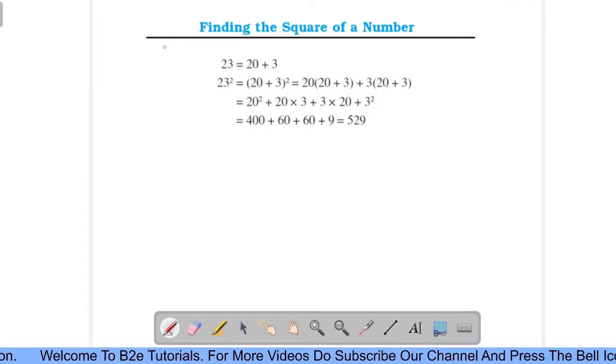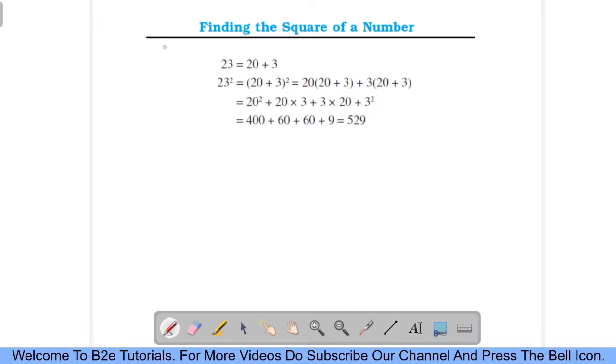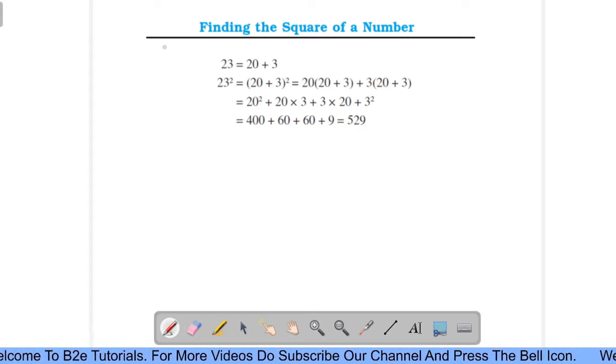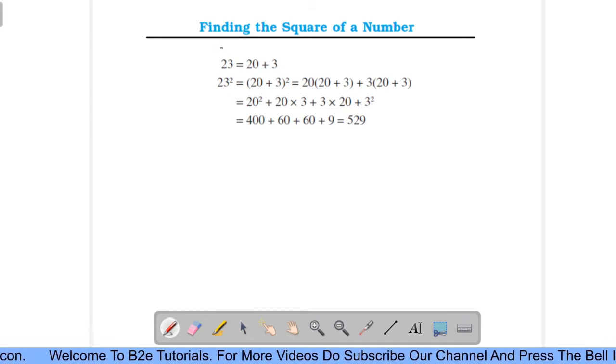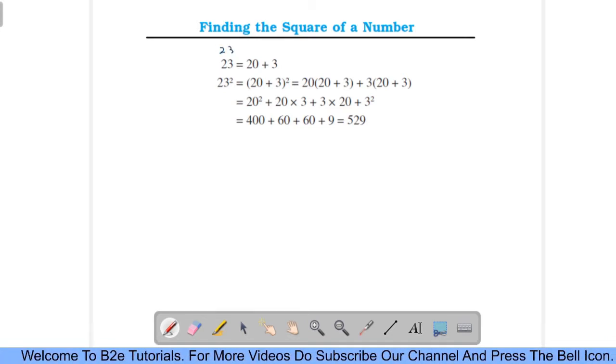Good morning, students. Today we will start a new topic, that is finding the square of a number. Let us take one example. We have to find out the square of 23.